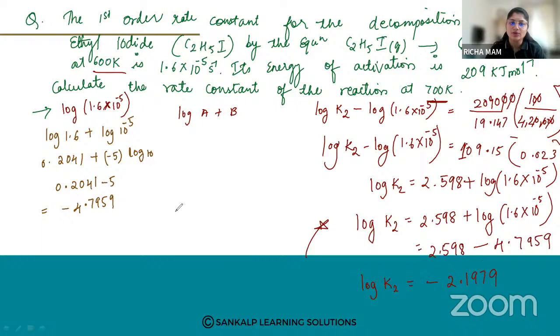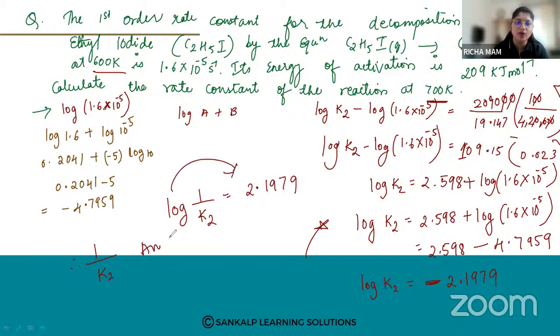Yes. So now log of K2 is minus 2.1979. If I convert it to this side, so it becomes log of 1 by K2 will be 2.1979. Right. So if I take K2 to the denominator, the minus sign will go. So I'll transfer the log to the other side. So it will be anti-log of 2.1979. Okay. So 1 by K2, the value of anti-log of 2.1979 is 1.577 into 10 raised to 2.